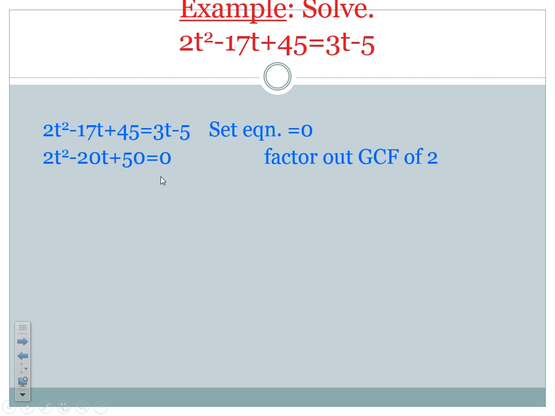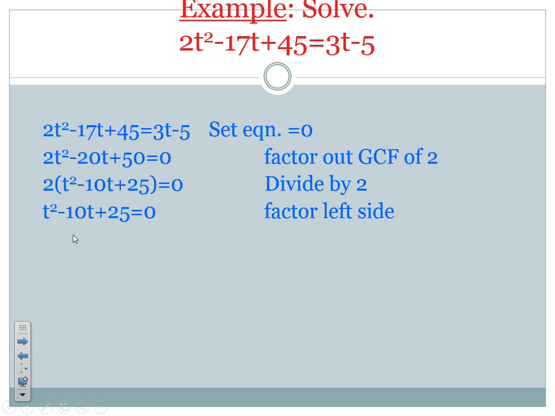Now we can factor. So we want to factor out a GCF of 2, and that will leave this. Now we want to get rid of the 2 by dividing on both sides. Why are we dividing? Because it says 2 times this trinomial. So the opposite of multiplication is division. So when we divide both sides by 2, we're left with this. Now we're going to continue factoring. So we're going to factor this trinomial, and when we factor that trinomial, we'll get t minus 5 times t minus 5, and we can write it like this.